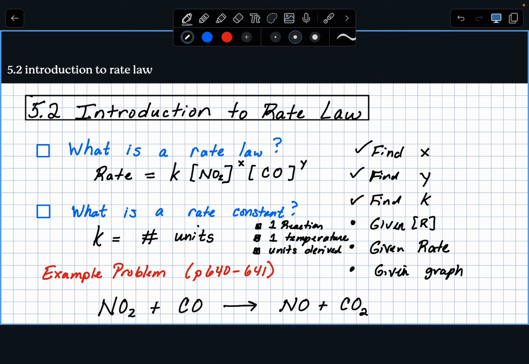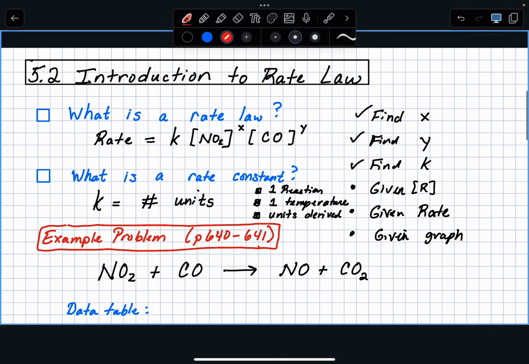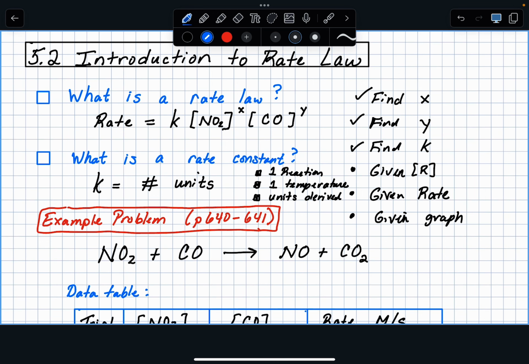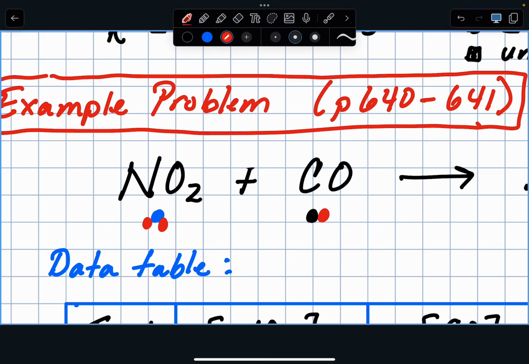So we have our example. This is just going to be our example problem, our example reaction. I picked nitrogen dioxide because we did that the other day. For nitrogen dioxide, I'm just going to draw the molecule really quickly. It's got your nitrogen in the center, and I'm not going to show the bonds. It's a bent molecule like that. And then our carbon monoxide is just one carbon and one oxygen. That would be a linear molecule.